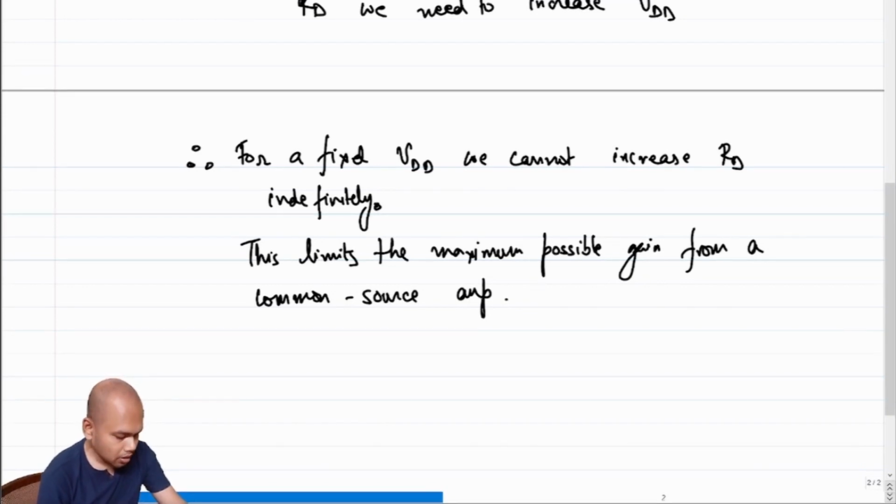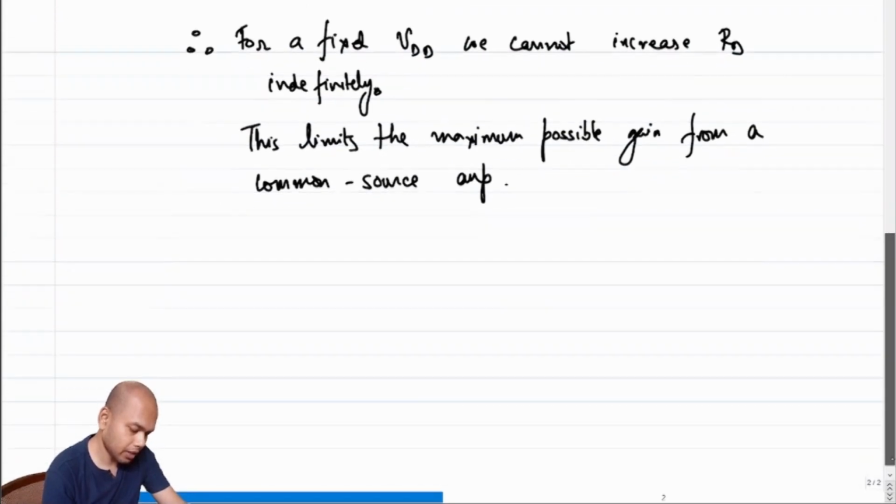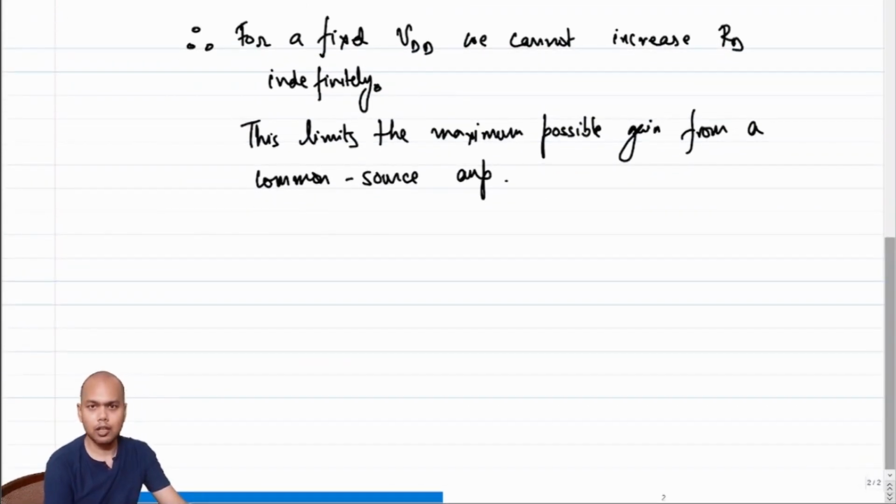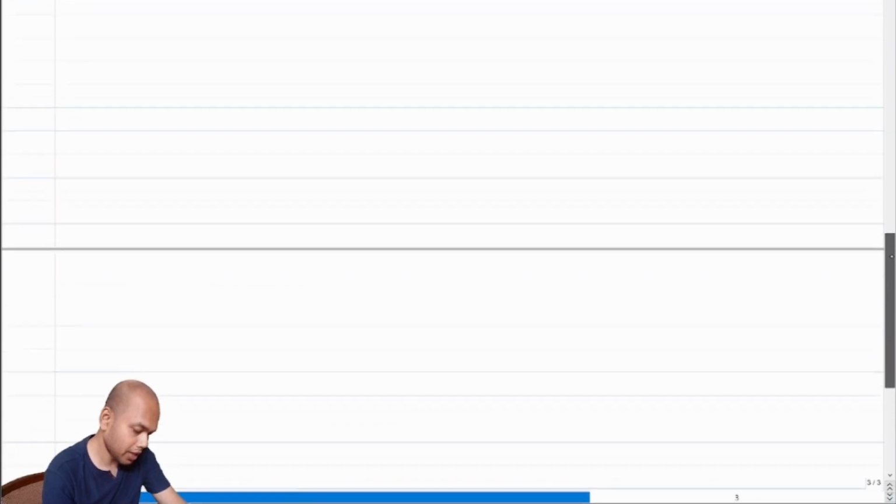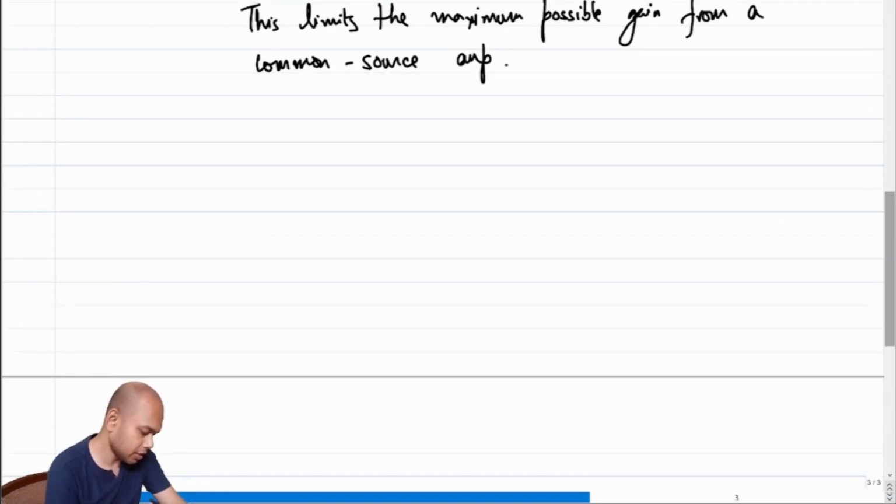Okay, so now that raises the question: what should we do? Should we say that, okay, this is what it is, we cannot do anything, or should we explore further? As it turns out, we can do something, and whatever we can do is based on one critical observation, and the observation is as follows.